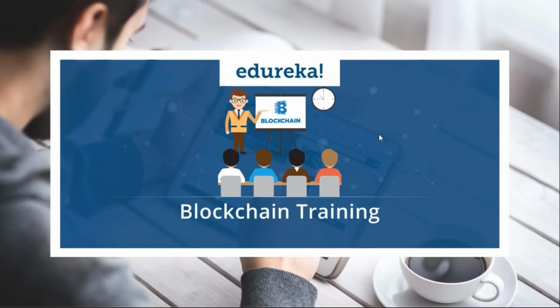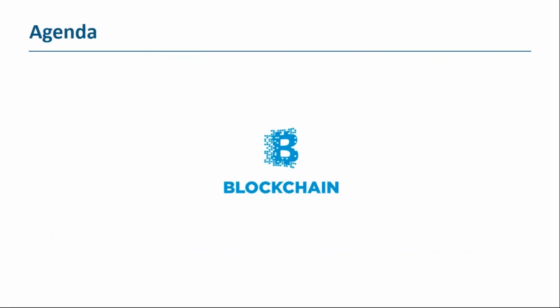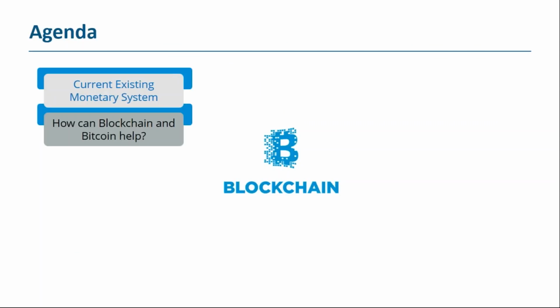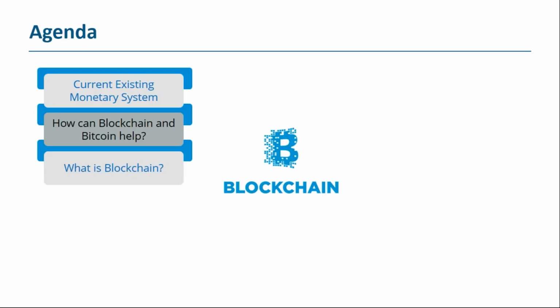Now without wasting any time, let's move forward and look at today's agenda to get a better understanding of what we'll be learning today. Since blockchain and Bitcoin systems are extensively being used as a means of transaction, we need to first try to understand what the current existing monetary system is and its various flaws. Because if a system is slowly being replaced by a newer system, there must be some issues with it. Then we'll try to understand how blockchain and Bitcoin can help overcome the challenges faced by the current existing system, as well as what a blockchain is.